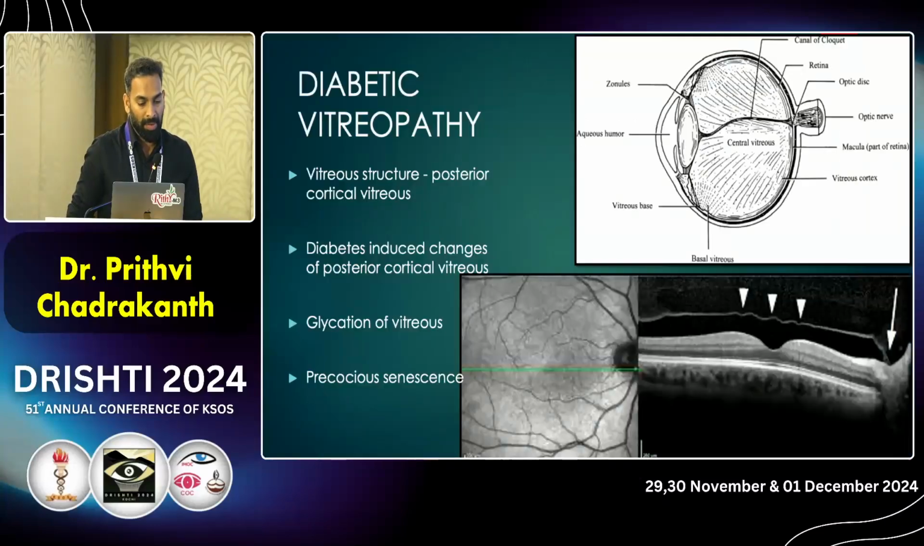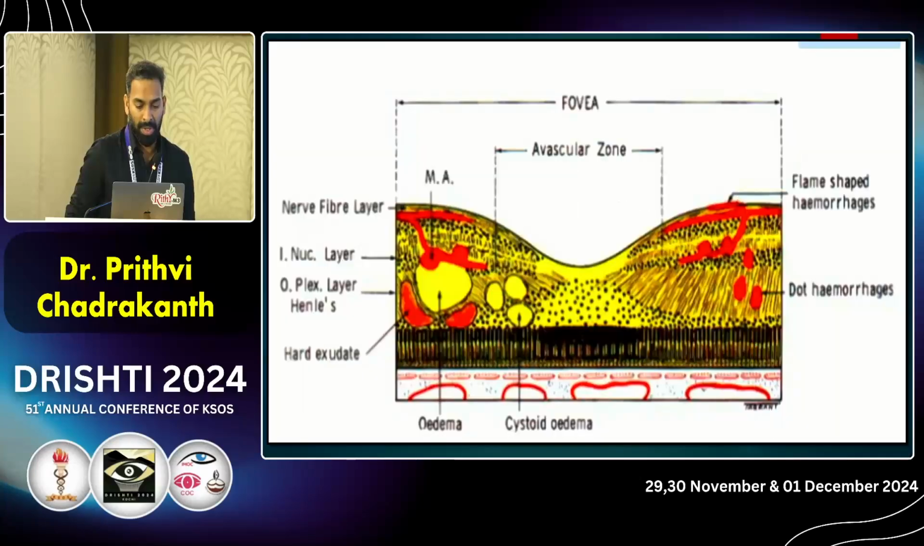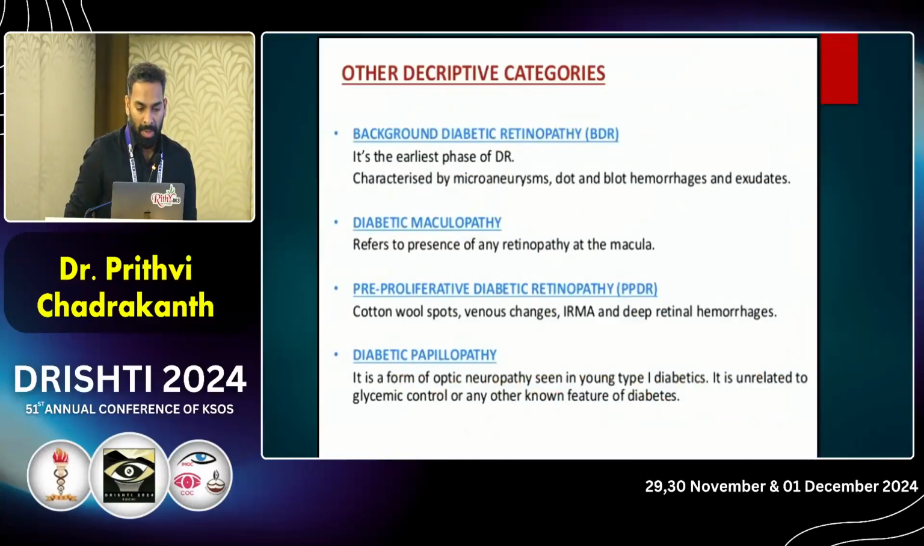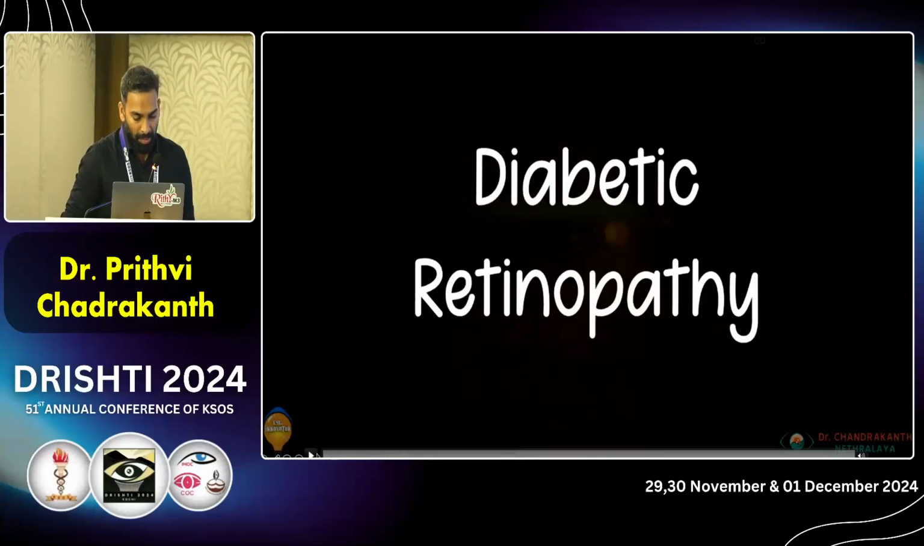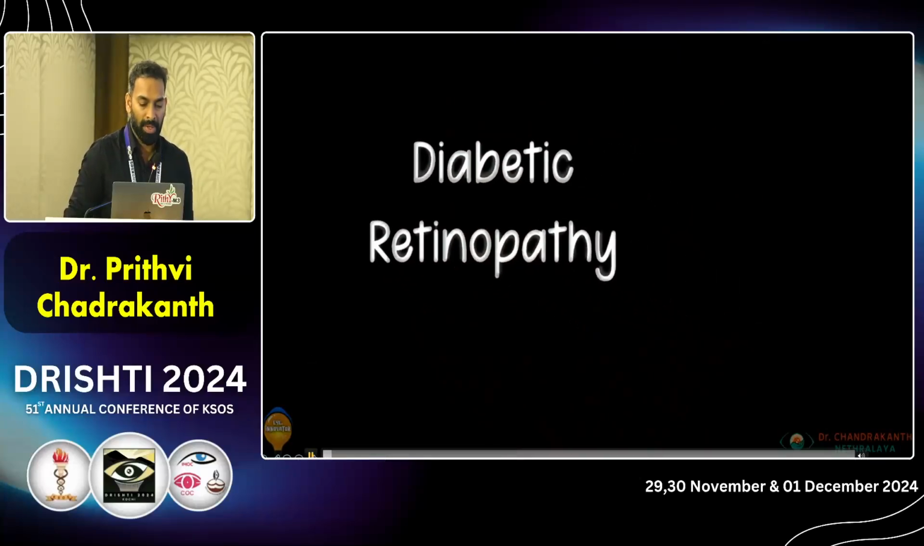And what about diabetic vitreopathy? That is the vitreous structures, where diabetes induces changes of the posterior vitreous and cortical vitreous, and it happens due to glycation of the vitreous and precocious synthesis. These are other classifications. Just a brief video of what the signs of diabetic retinopathy are.